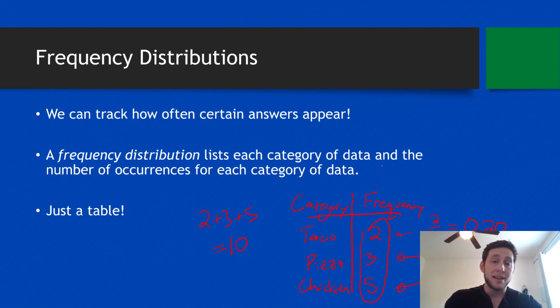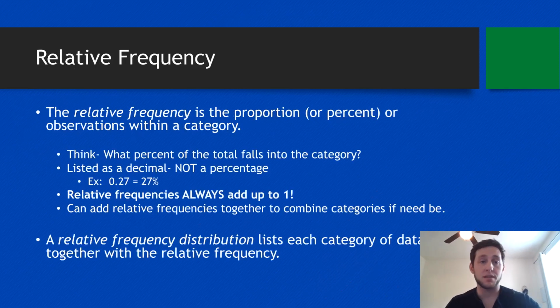Now, this side on the left-hand side is a frequency distribution. It tells you the actual number of people that voted for something. If instead you prefer to display the percentages, 20%, 30%, and 50%, what you're doing is creating a relative frequency table. So, relative frequency is literally just the percentages. Frequency is the total number of people that voted for something. Relative frequency is the percent that voted for it, or the proportion if you prefer that word.